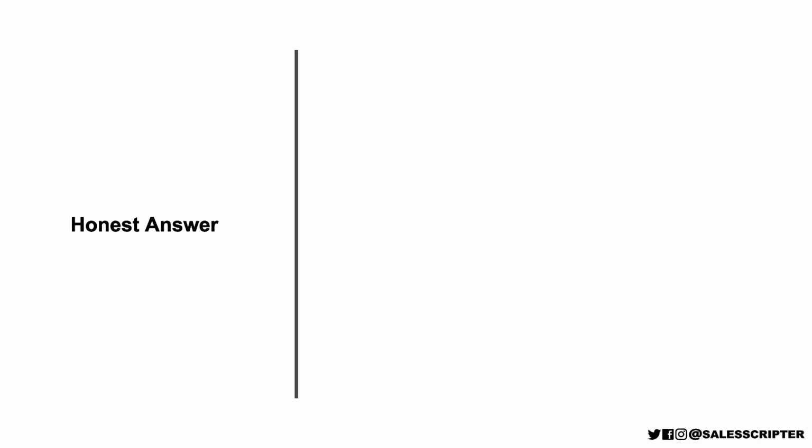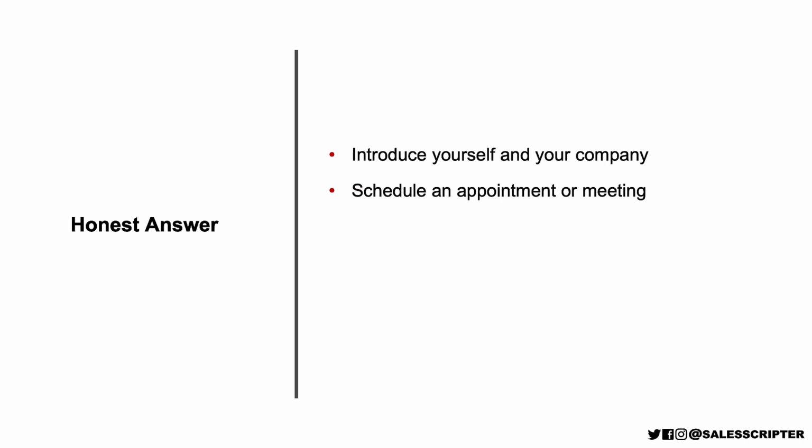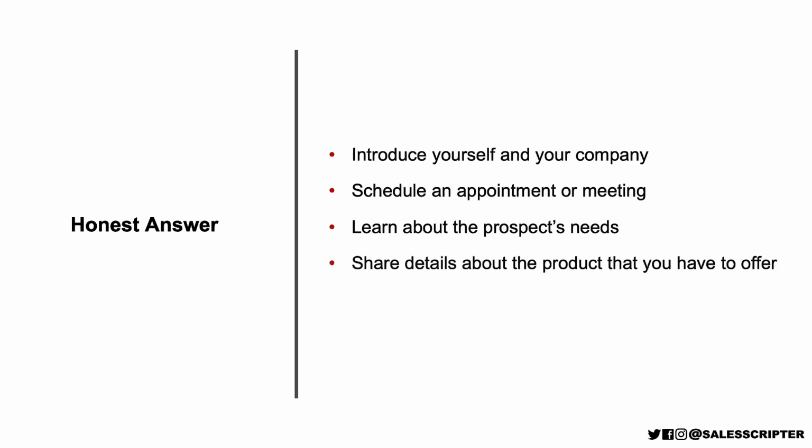And when you face this objection, if you were to honestly answer what the call is in regards to, then your honest answer may be something like: you're calling to introduce yourself and your company, or to schedule an appointment or a meeting with the prospect, or to learn about the prospect's needs, or to share details about the product that you have to offer. And at the end of the day, the most honest answer is that you're trying to sell your product to that particular prospect. So these are all the honest and direct answers to what is this call in regards to.